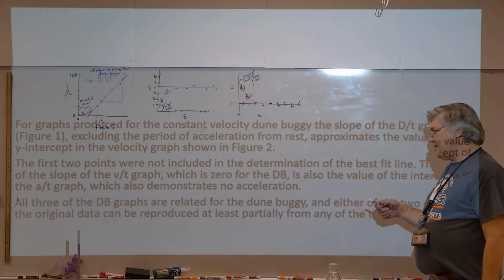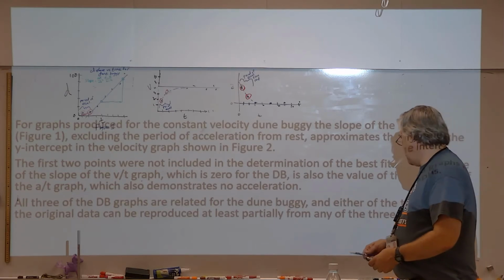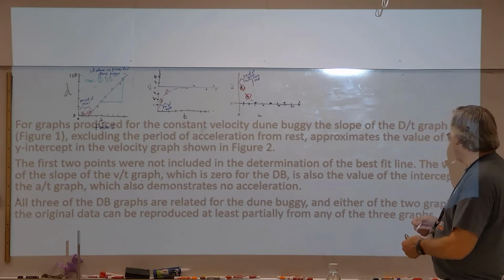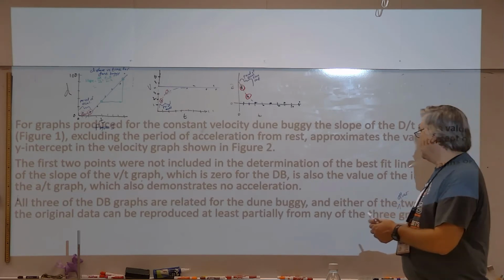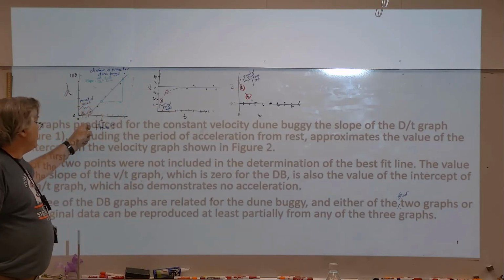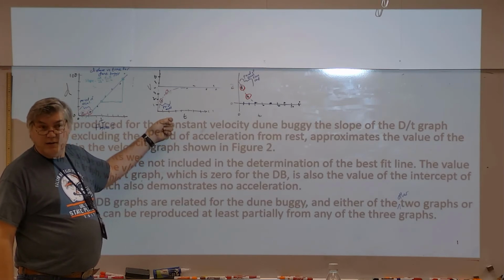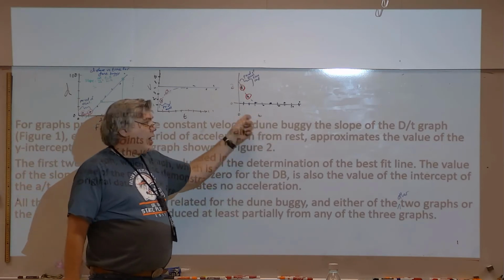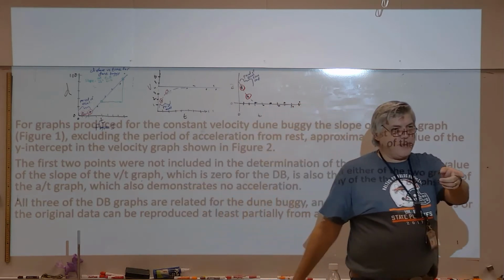All 3 of the graphs are related for the Dunebuggy, and the other 2 graphs or the original data can be reproduced. All of the other 2 graphs can be reproduced at least partially from any of the 3 graphs. So, can I use data from this graph to reproduce this graph? Yes. Can I use data from this graph to reproduce this graph? Yes. Can I go backwards? Almost. I'll tell you about that.